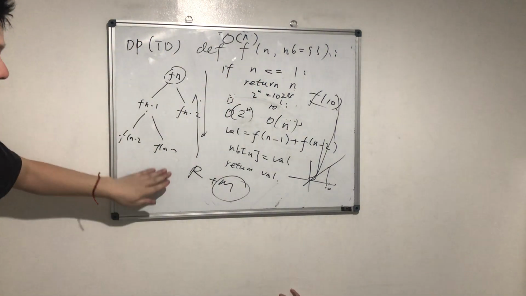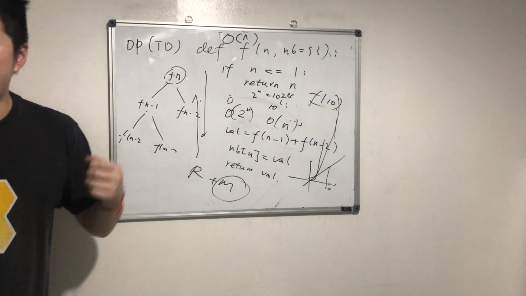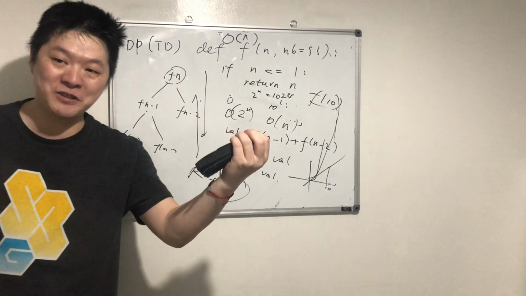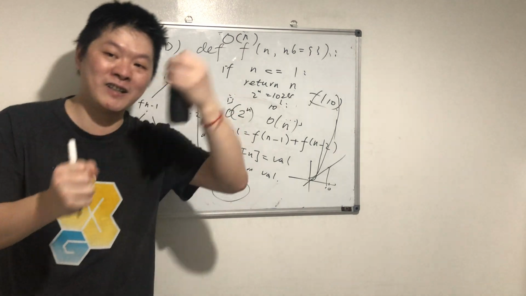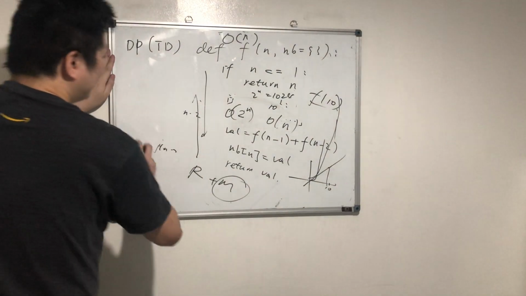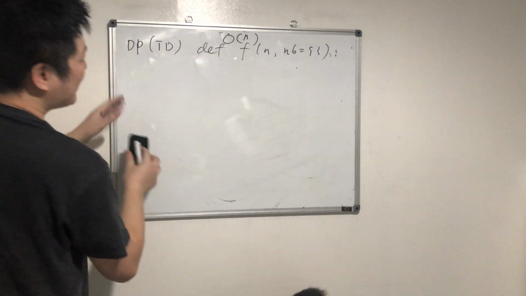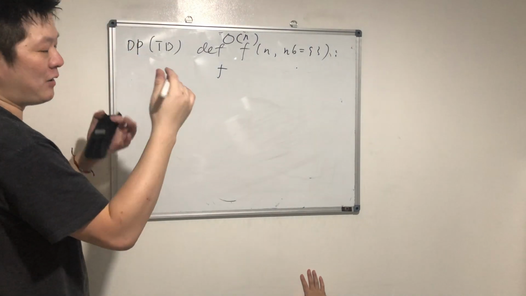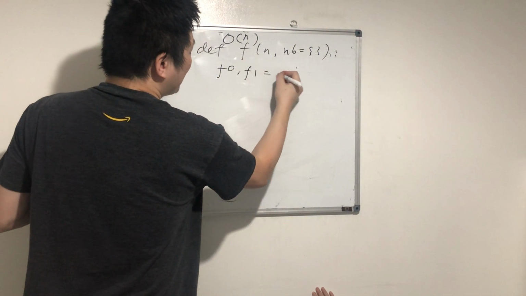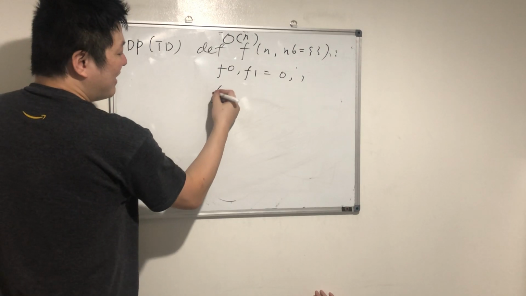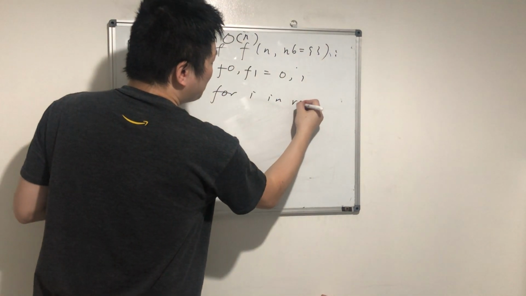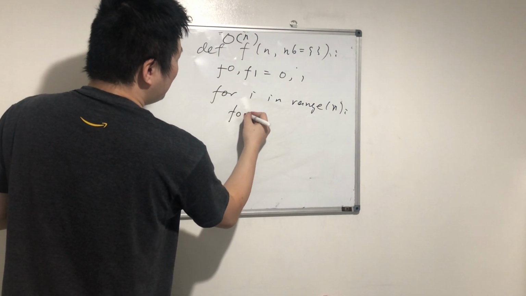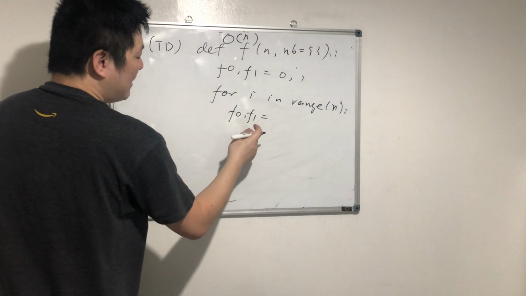For bottom up, we calculate upward. I want to calculate F10, but let's calculate F0, F1 first. With F0, F1, I can calculate F2. With F1 and F2, I can calculate F3. So how do we do this? Let's just call the first ones F0 and F1 equal to 0, 1. Then for i in range n.